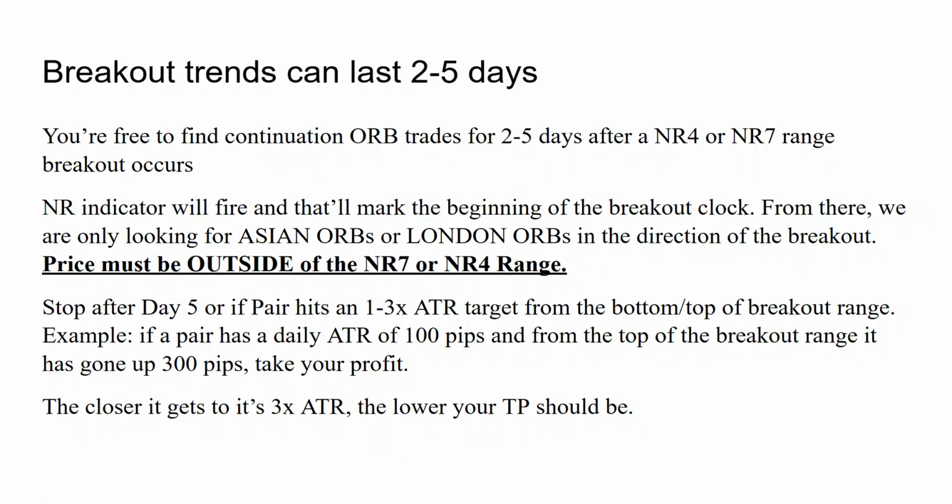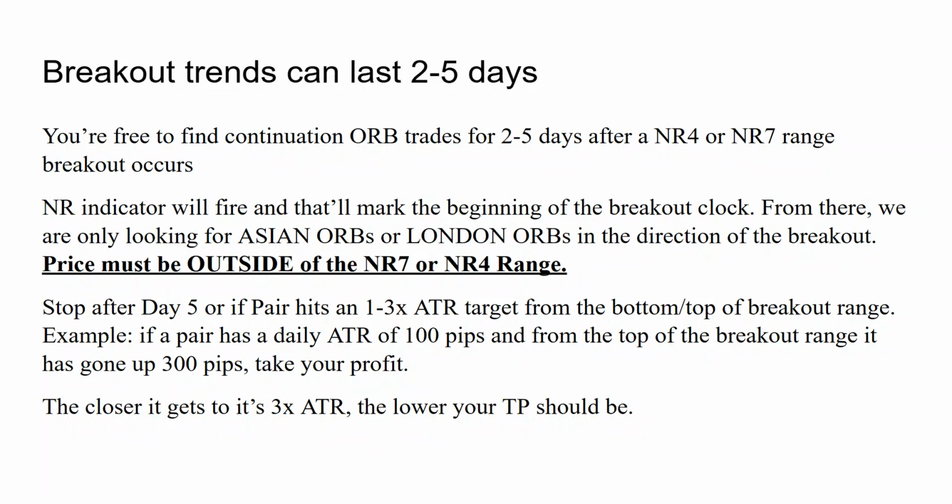So for example, if a pair has an ATR or average daily range of 100 pips, so it moves 100 pips in a day on average, and it has broken out of the range by say 300 pips, that's 3 times the ATR. If it reaches that, awesome, take your profit and just be done.